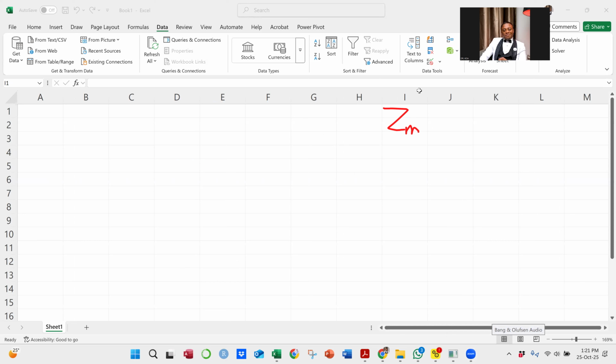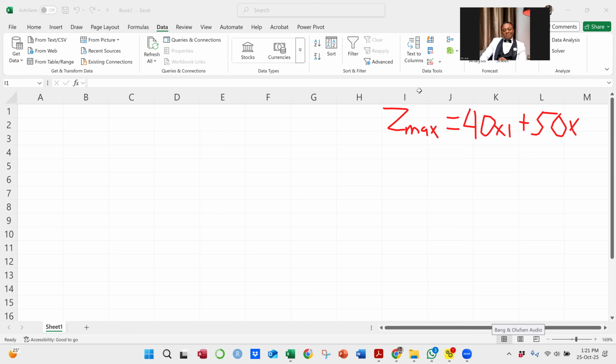Z max equals 40x1. And I want you to write it somewhere in your book, plus 50x2. And this is subject to 1x1 plus 2x2 less than or equal to 40.